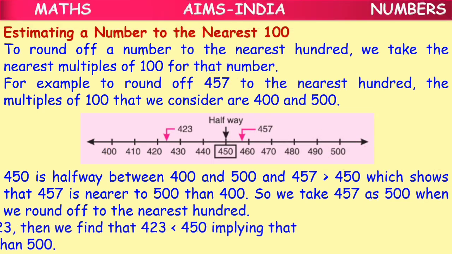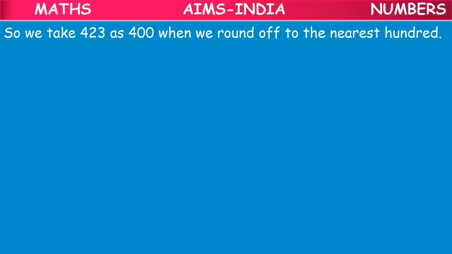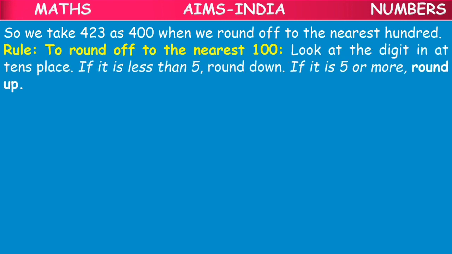Let us understand this in a stepwise manner. Okay, so if in the question they asked about 423, we take 423 as 400 when we round off to the nearest 100. Why? Because this is nearer to 400 than 500. Yes, let us look at the rule to round off to the nearest 100.